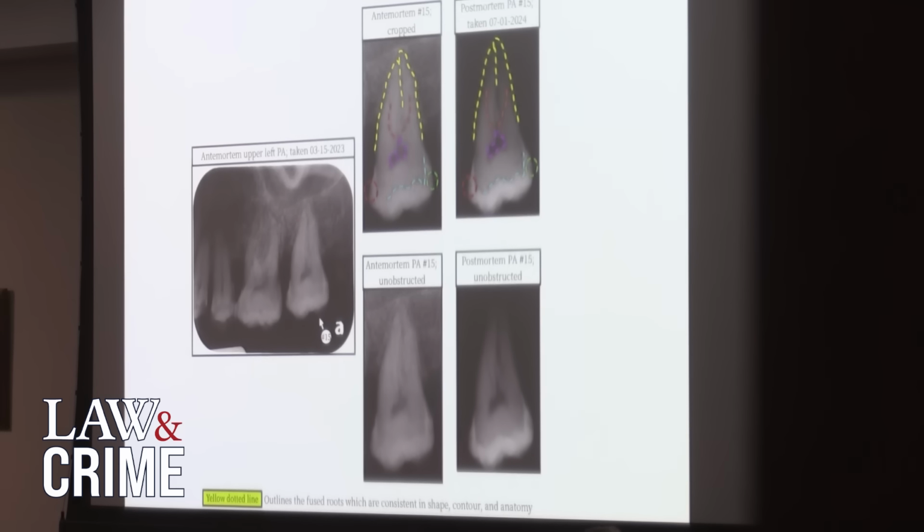So when you looked at the antemortem image and the postmortem image, were you able to determine whether or not that was the same tooth? Yes. It is my professional opinion that this is the same tooth, both antemortem and postmortem. If you would like, I can talk through each dotted line. If you could, please, yes.